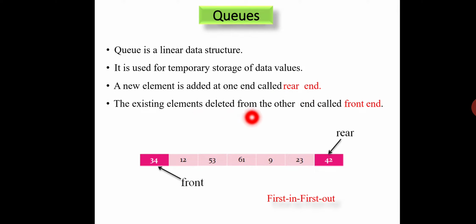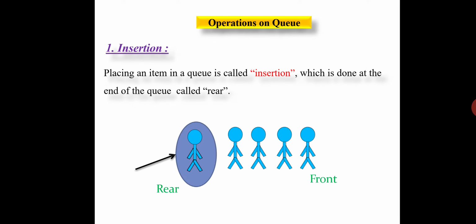The existing element is deleted from the other end, which is called the front end. When you are implementing the queue mechanism, insertion and deletion take place at two different ends. The insertion end is called the rear end, and the deletion end is called the front end. That is the queue. Insertion means placing an item in a queue, and it will be added at the rear end.